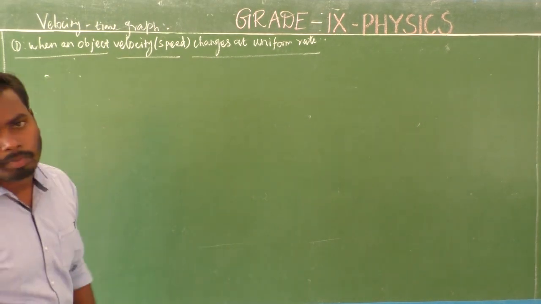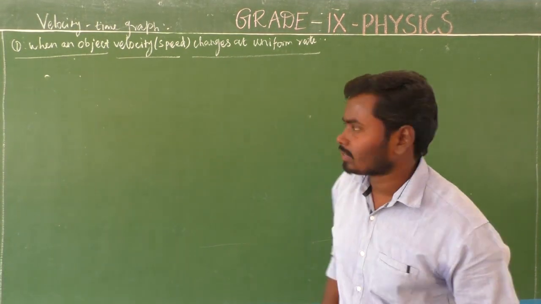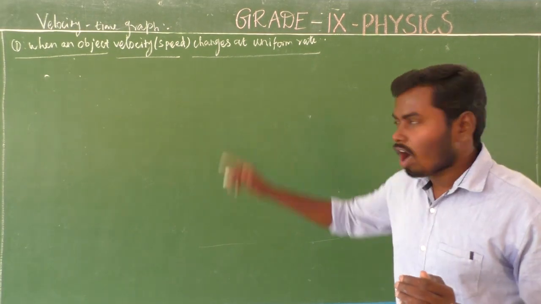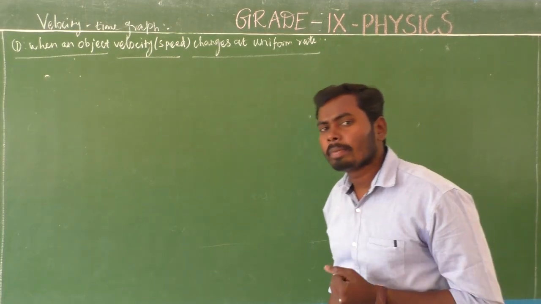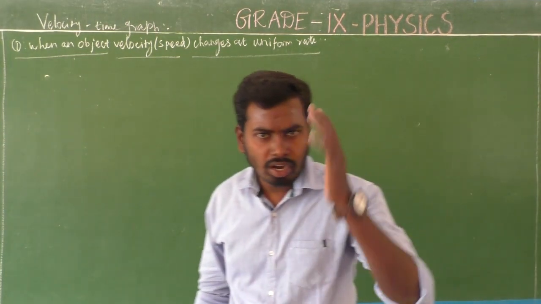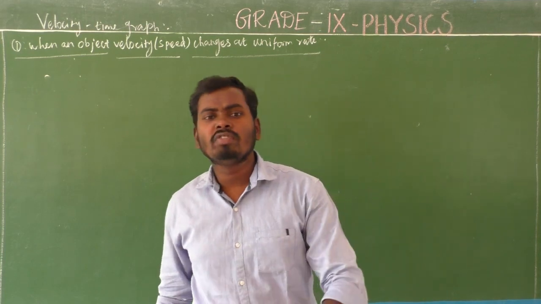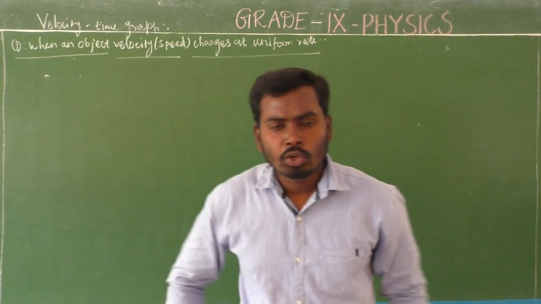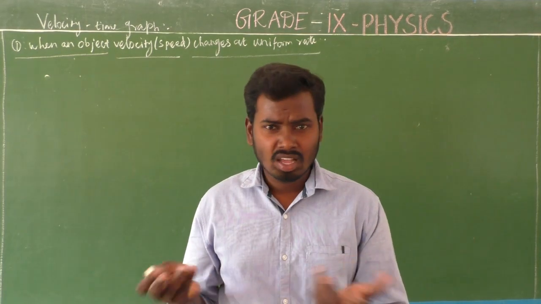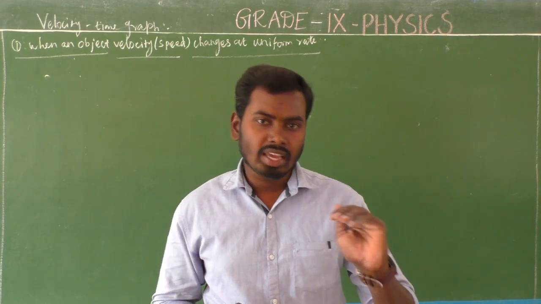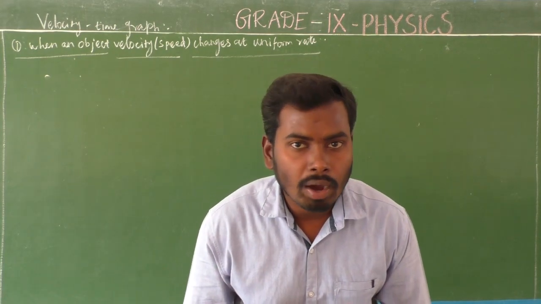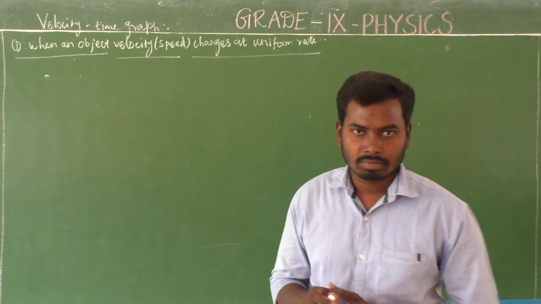So in the velocity time graph, the object works under the first condition. When an object's velocity or speed changes at a uniform rate, what does that mean? It means uniform velocity. Very easy, don't get confused. So what is uniform velocity? Uniform velocity means when an object's velocity increases, or changes, by equal amounts in equal intervals of time. That is called uniform velocity.